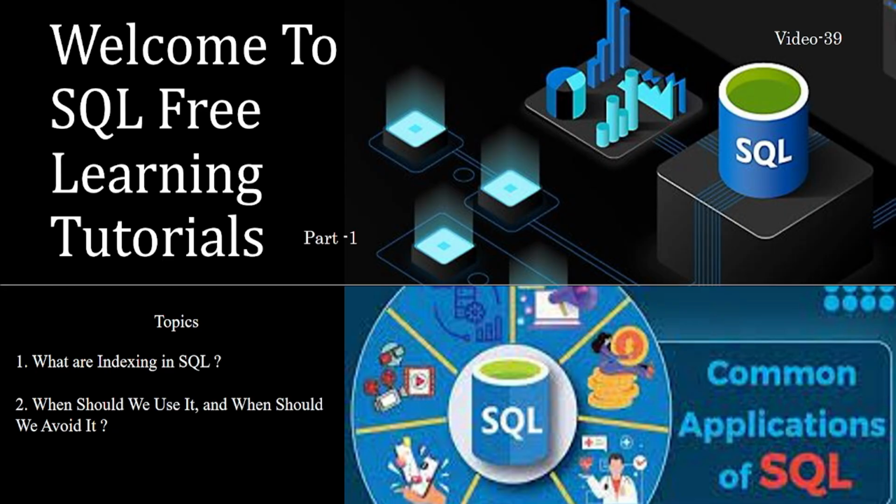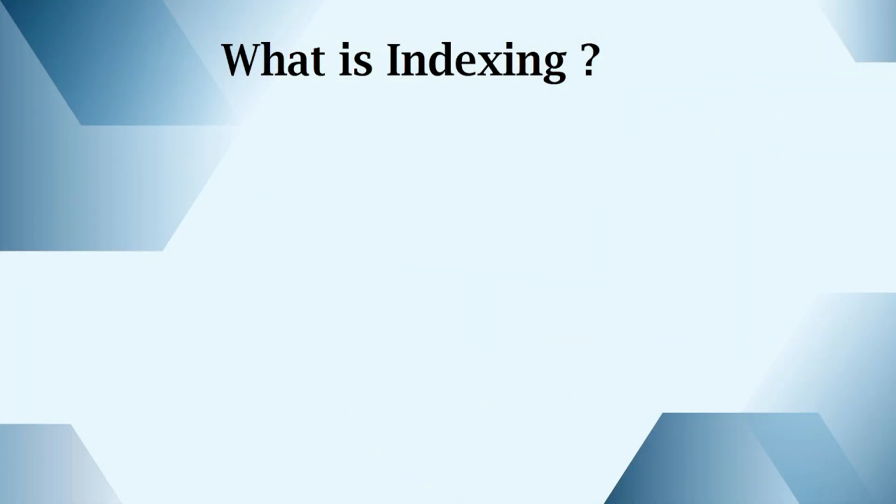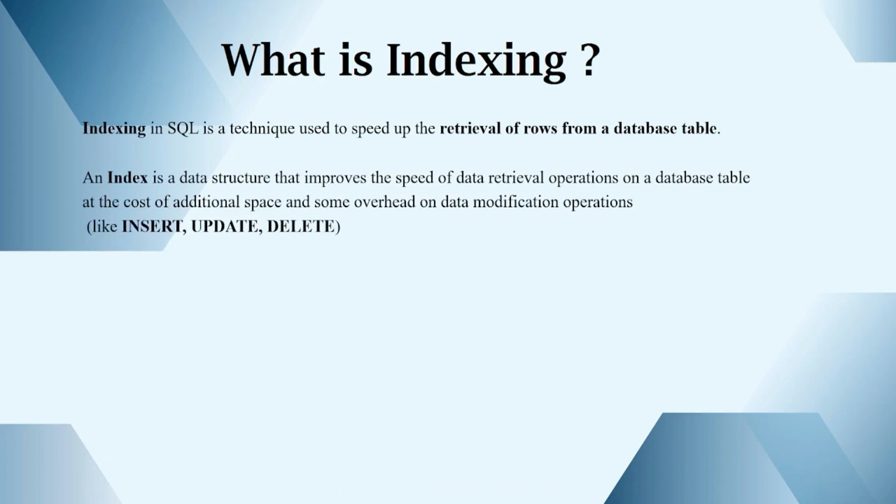And now let's discuss what is indexing. Firstly, let's understand the basic definition of indexing. Indexing in SQL is a technique used to speed up the retrieval of rows from a database table. An index is a data structure that improves the speed of data retrieval operations on a database table at the cost of additional space and some overhead on data modification operations like insert, update and delete.